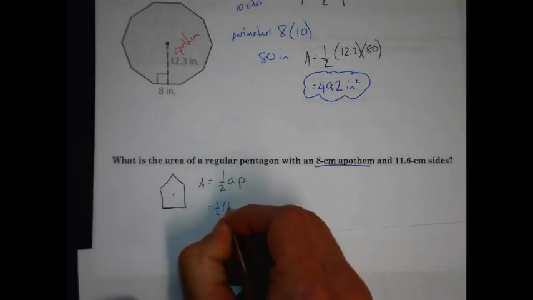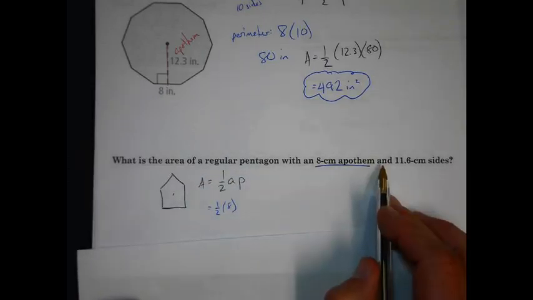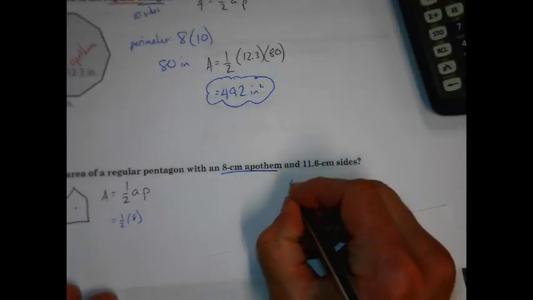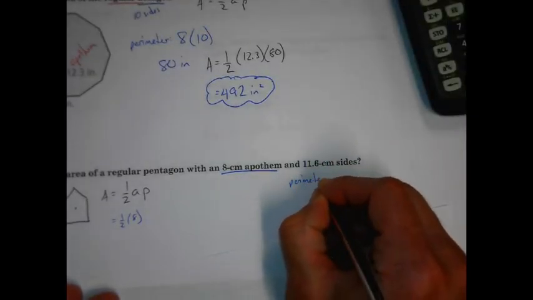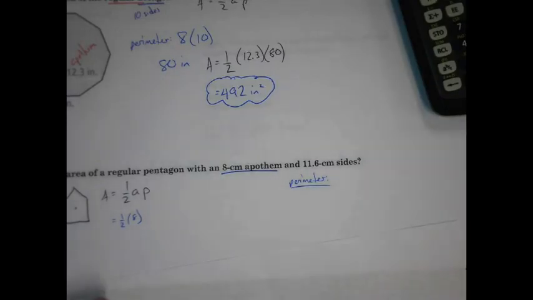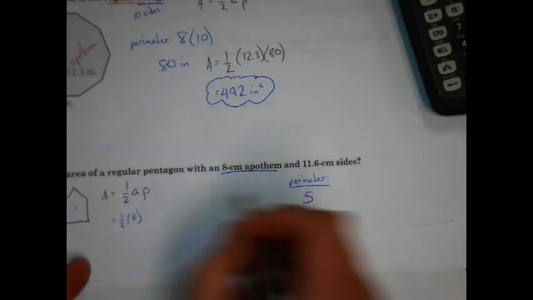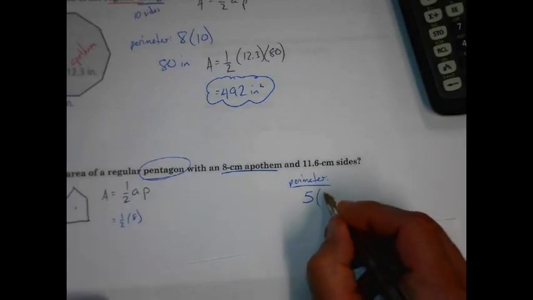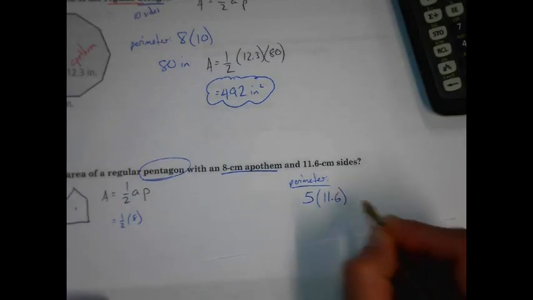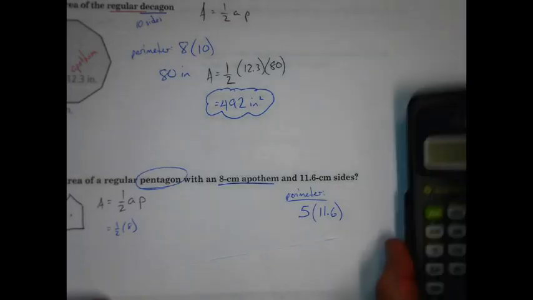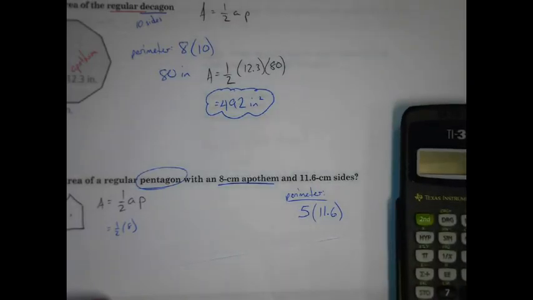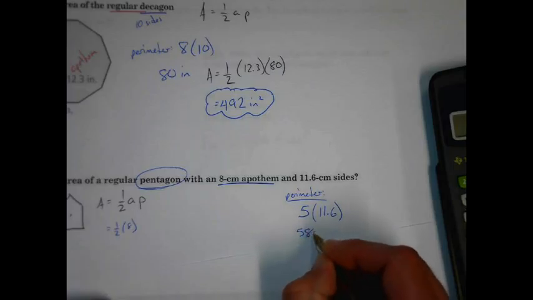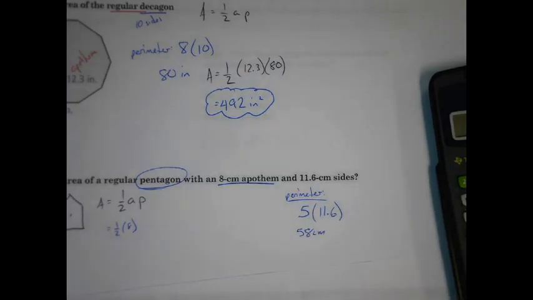So we have 1/2 times 8. And the perimeter needs to be found with our 11.6 centimeter side. So remember what perimeter is. We're going to add up all the sides. There are 5 sides, okay, because we have a pentagon. There are 5 sides, and each side is 11.6 centimeters. So some quick calculator work, 11.6 times 5. So we have 58 is our perimeter, 58 centimeters is our perimeter.